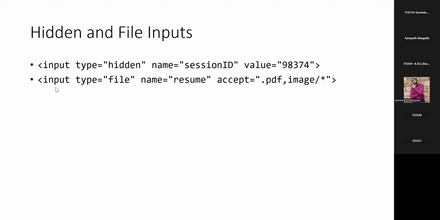Last one is if you want to make the user upload some files. You might have already noticed in forms that you are allowed to upload files. So if you want to have that in your form as well, you have to use input type file, and then you have to provide what file type you are expecting. So this will indicate that it supports PDF as well as images.